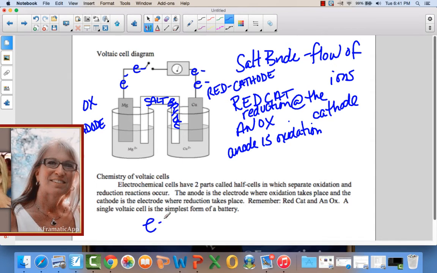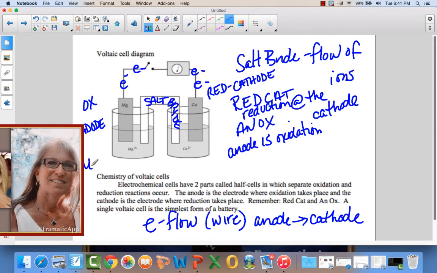And electrons flow through the wire from anode to cathode. You can remember this because A comes before C in the alphabet. So anode to cathode. As oxidation occurs, Mg goes from Mg0 to Mg2+, which is why you see Mg2+ ions in solution plus 2 electrons. The electrons flow through the wire to the copper electrode, and they all line up on this copper electrode.